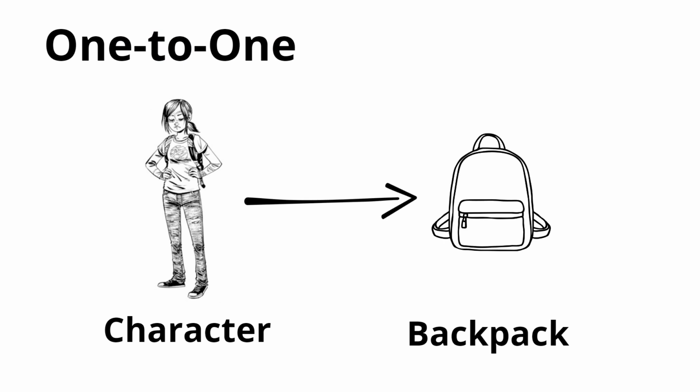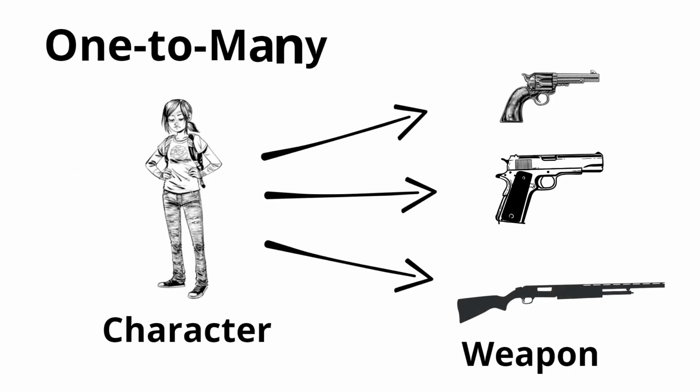So we've got a character entity, and one character can only have one single backpack and vice versa, right? So one character, only one backpack, and one backpack can only belong to one character. So this will be our one-to-one relationship, and the next one already is the one-to-many.